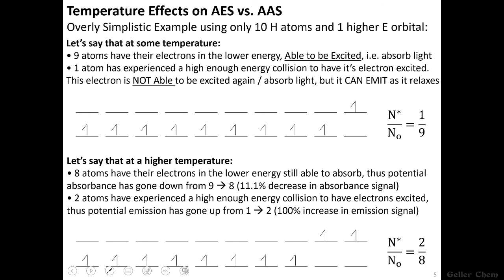Now, practically speaking, like in the previous example, there are far more than 10 atoms in a sample, and the fluctuations in temperature produce far less dramatic changes in both signals. But the fact is, AES will be affected significantly more than AAS by temperature fluctuations. And so let's see the practical significance of that in an analysis.